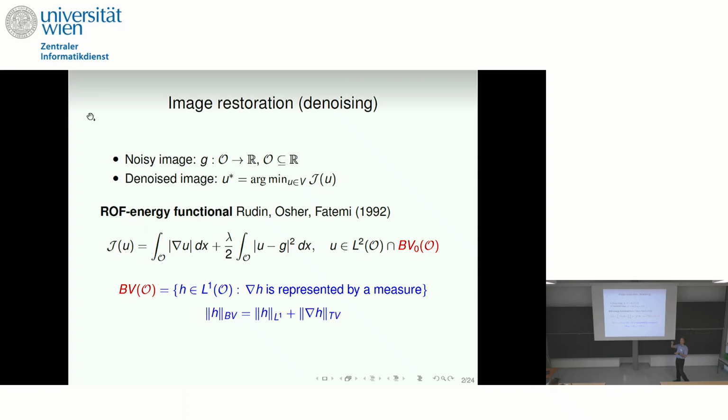Okay, so each partial derivative is a signed measure. In total, the gradient is a vector, so this is the definition: the gradient is representable by a vector measure, R^d valued. If we put this norm on this space, it turns into a Banach space, a bad one. It's not reflexive, not separable, but we have a compactness method there. So if we have a bounded sequence, we can have a subsequence that converges to something, and that would possibly be the result, the denoised image.